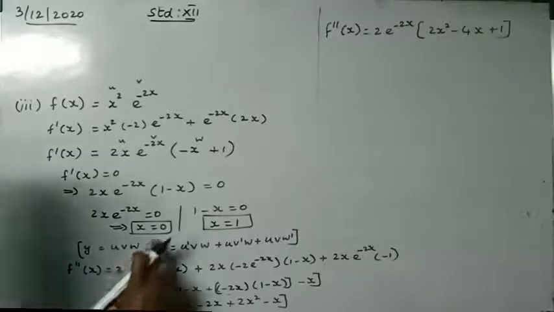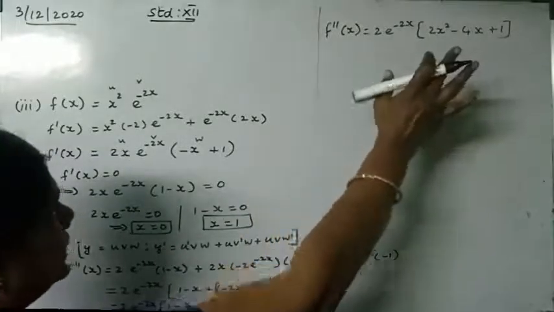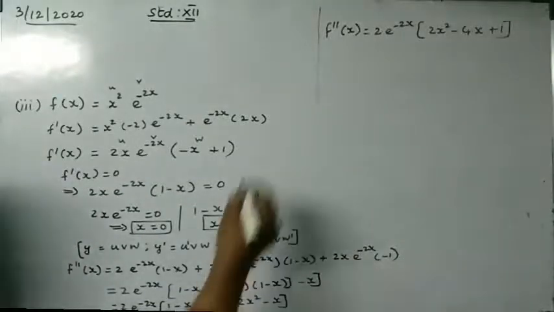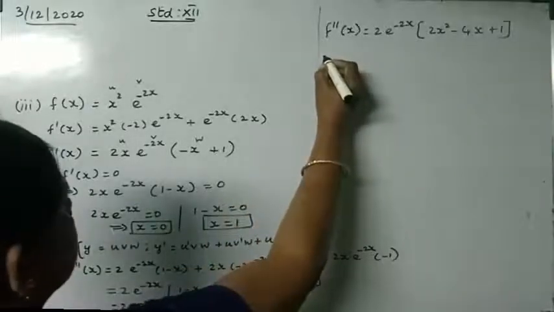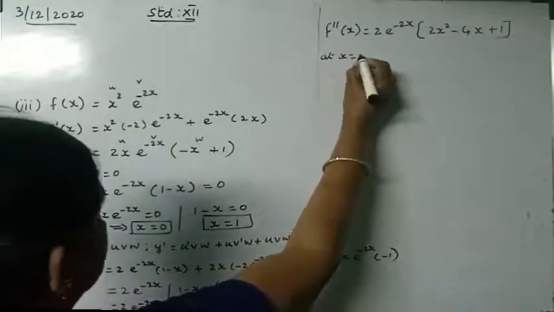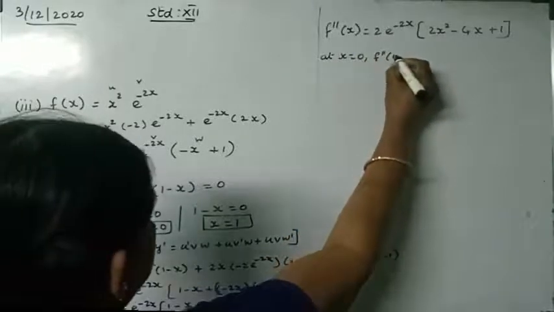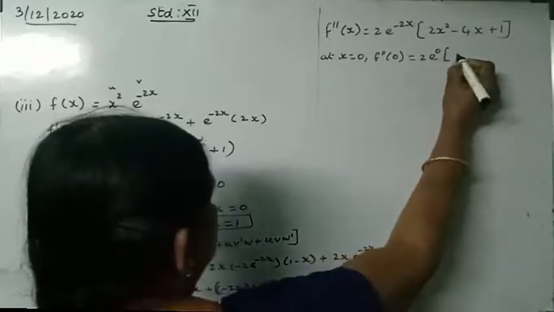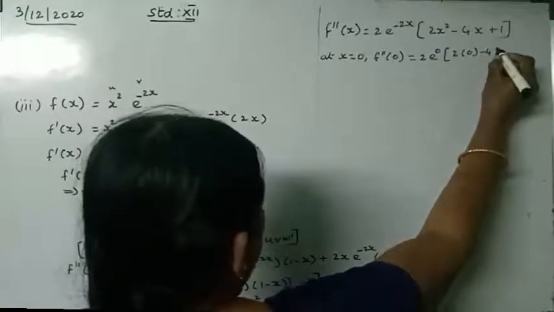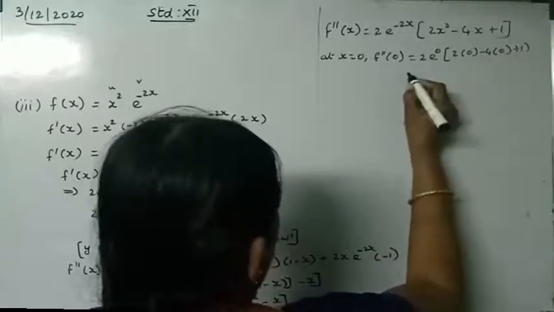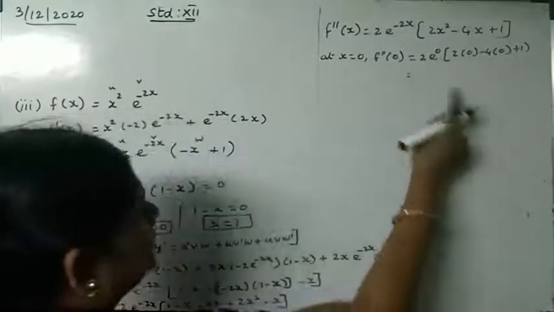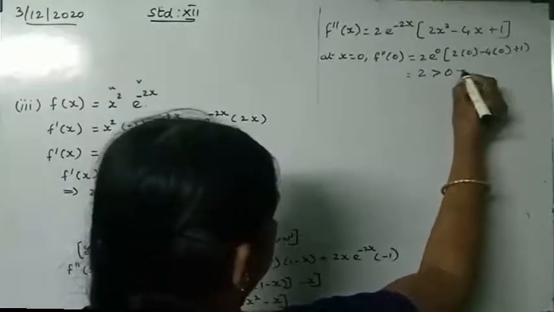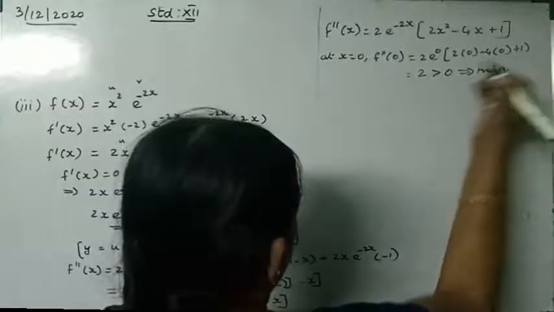Now I want to substitute these critical numbers here to find whether it attains a local maximum or minimum. Now at x is equal to 0, f double dash of 0 is equal to 2 e power 0 into 2 into 0 minus 4 into 0 plus 1. So e power 0 is 1, 2 into 1 is 2, which is greater than 0, which attains its minimum.